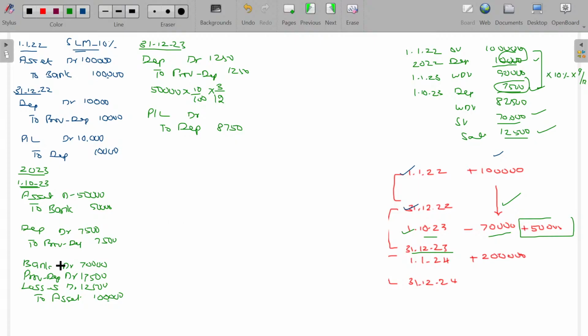Apart from that, this loss can also be transferred to the P&L account. Usually we don't do so, but you can do this also. In case of profit, that should be credited in the P&L account. In the case of loss, it should be debited to the P&L account. You can pass the entry for this also, of course not required. Then the value being 21,250.